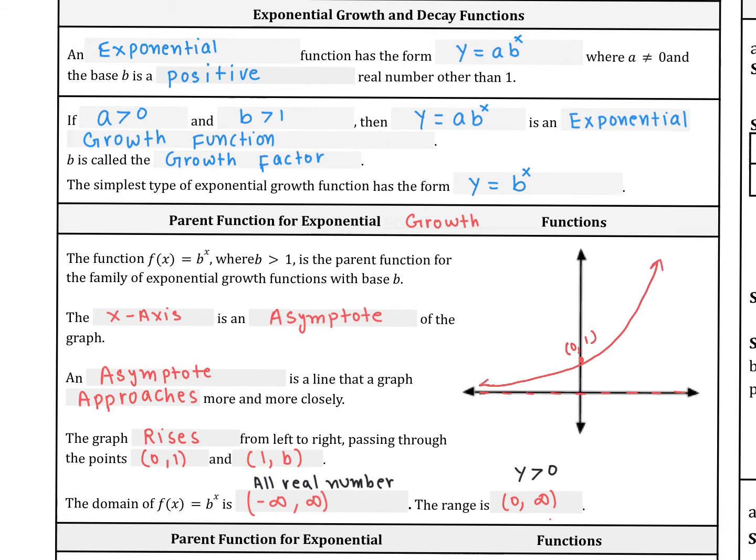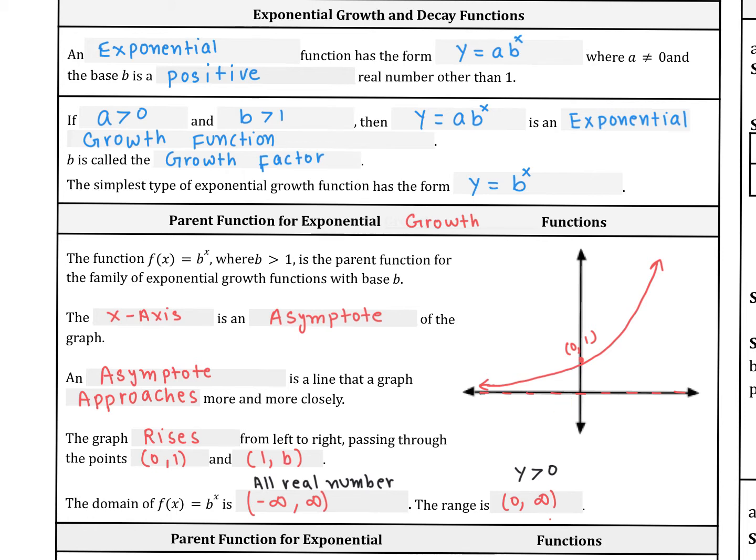So what do you notice in this graph? It passes through 0, 1. And in this direction, it's going to approach the x-axis line, getting closer and closer to it. This x-axis line is called an asymptote. An asymptote is a line that a graph approaches more and more closely. So the graph is approaching more and more closely to this line, which is why the x-axis is called an asymptote.